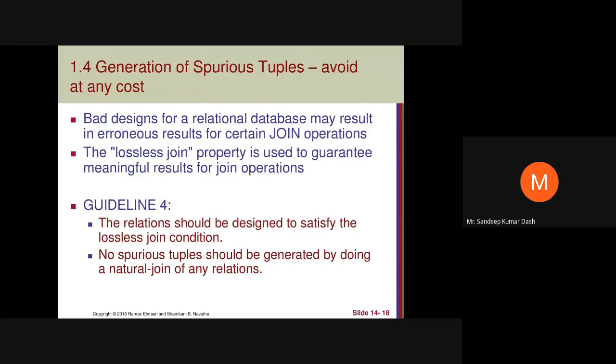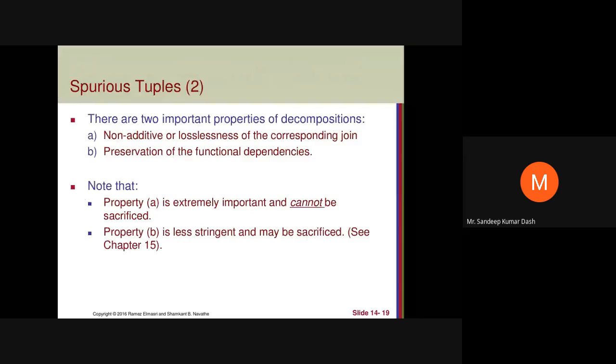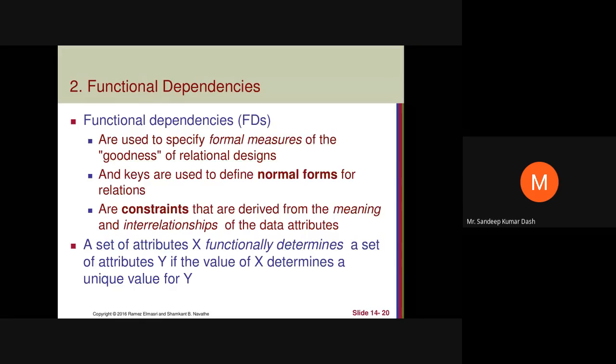So your design should be in such a way that when you link or join two or more tables, it should not give you wrong data. Any doubt up to now? That was a 5 marks question. Guidelines for a good database design. There are 4 points. Okay, no doubts.